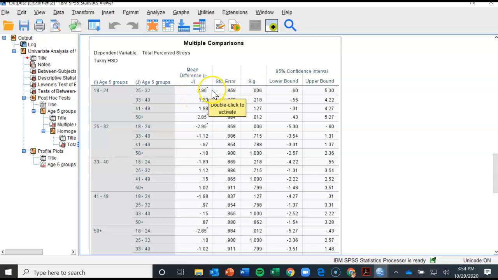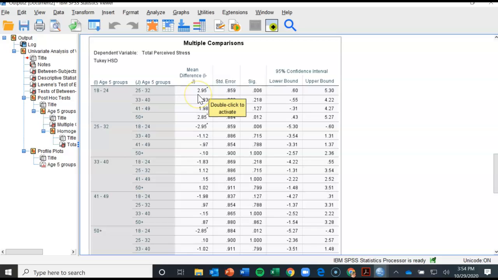So this first column here, the mean difference, that asterisk suggests that there is a significant test result. And if you go over to the significance column, you'll see the p-value listed for you. Now notice here, I've got this pair, 18 to 24 versus 25 to 32. Got the same thing down here, 25 to 32 versus 18 to 24.